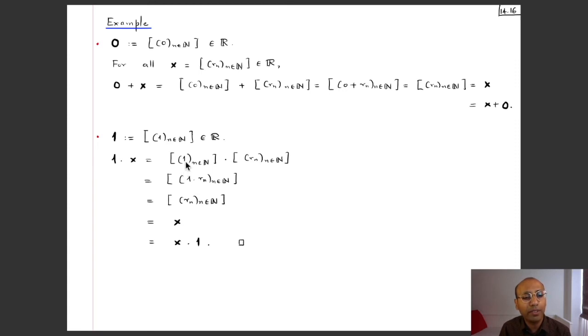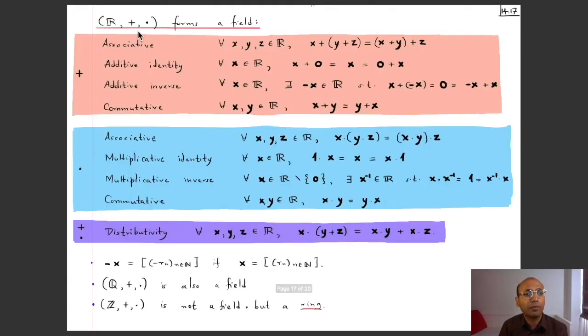Now this, by definition, we have to take the term-wise product of these two. So that's 1 times Rn, and then we have to take the equivalence class of that new Cauchy sequence in Q. Now 1 times Rn is just Rn, and so we get back x again, and so 1 times x is equal to x. With these operations of addition and multiplication, the set of real numbers forms a field.